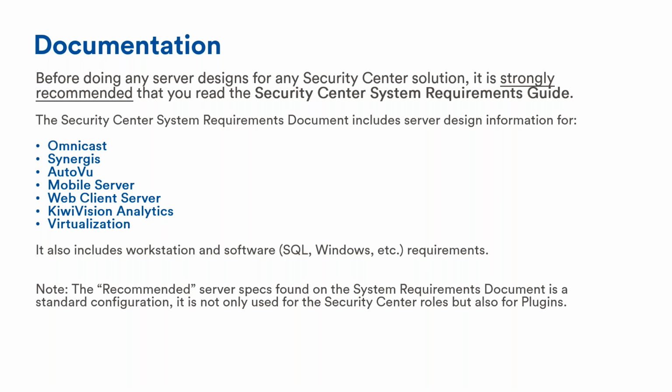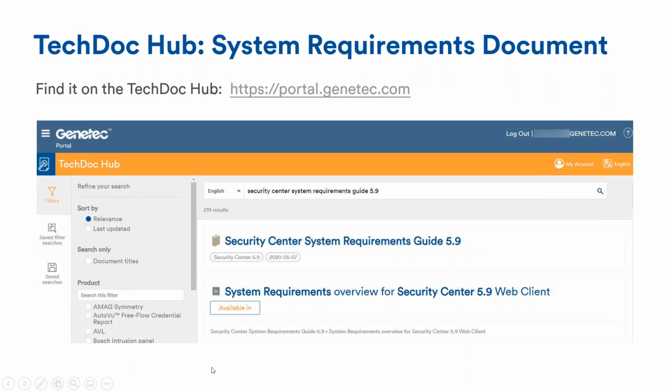The system requirements document includes server design information for Omnicast, Synergis, AutoVu, mobile server, web client, our analytics, and virtualization for those who want to use a supported virtualization product. It also includes workstation related information and software such as SQL and Windows requirements. If you're asking where can I get the system requirements document, I'm going to post it in the handout section in just a minute. You can get that at our TechDoc Hub and just do a search for system requirements.